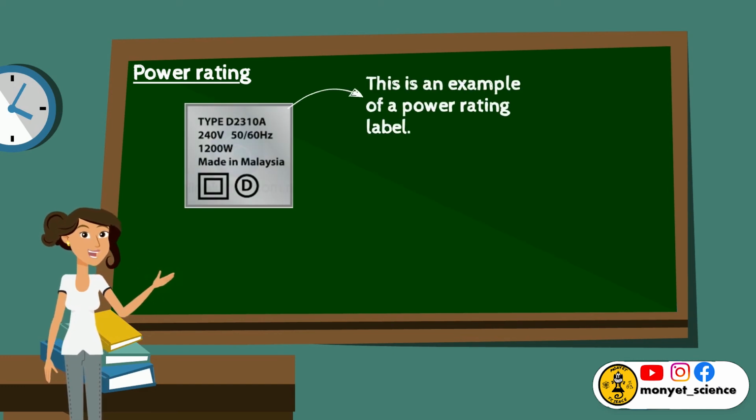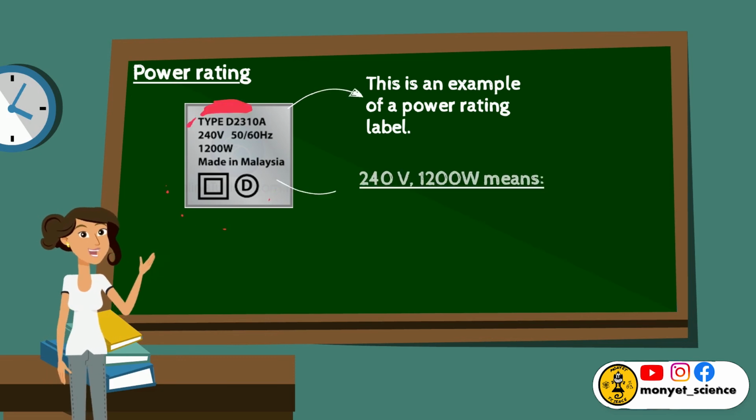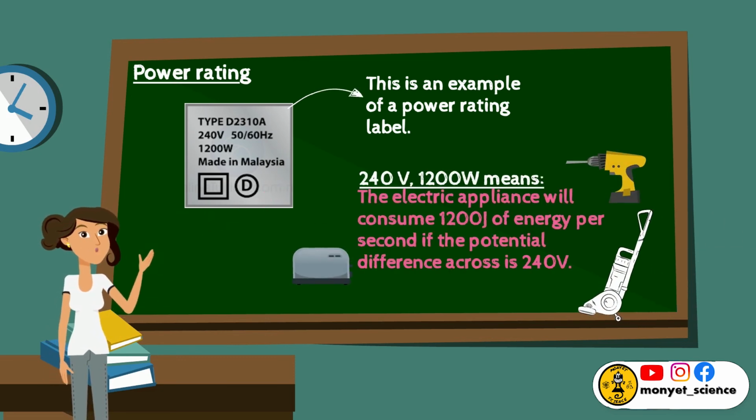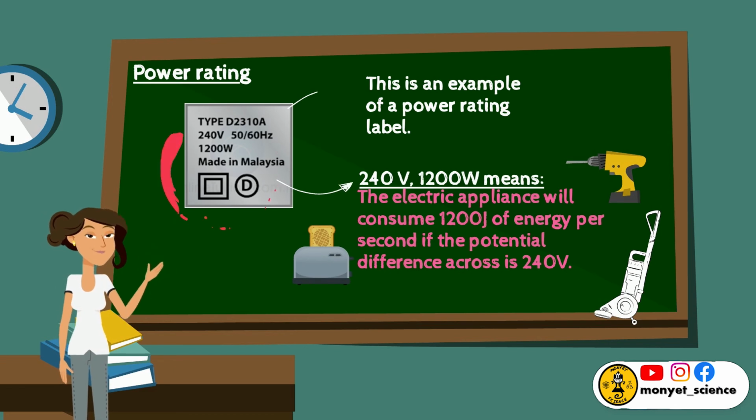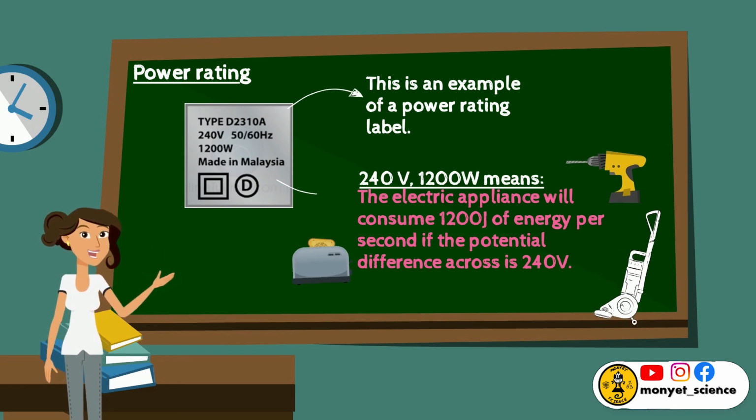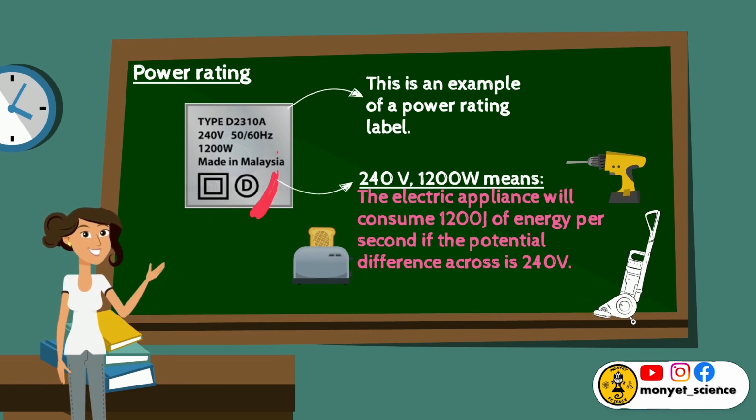Power rating. This is an example of a power rating label. 240 volts and 1200 watts means that the electric appliance will consume 1200 joules of energy per second if the potential difference across it is 240 volts.